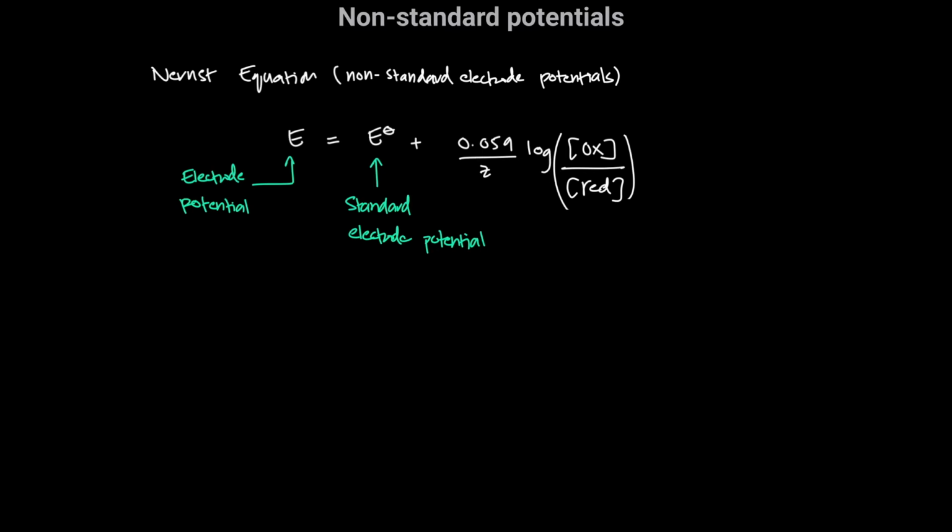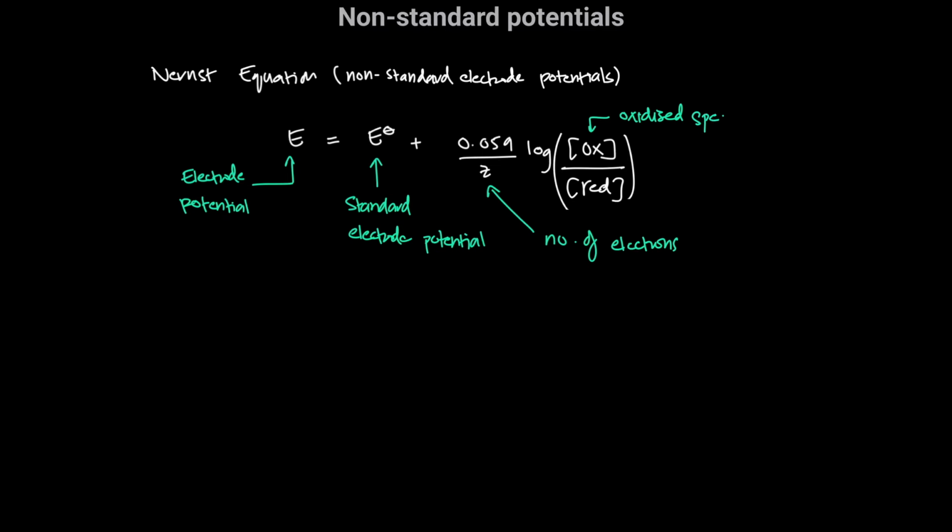Z refers to the number of electrons in the redox equilibrium. That's when we have to look at the balanced redox equilibrium with the simplest whole number ratios. The number of electrons is the coefficient of the electrons in the equilibrium. The oxidized species.